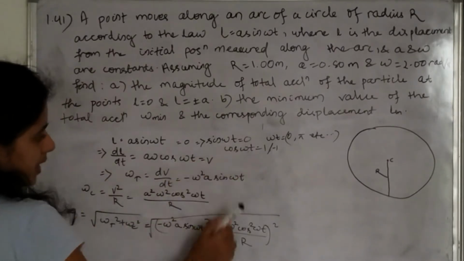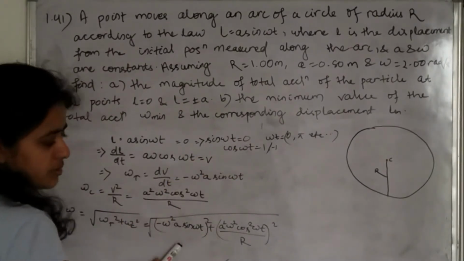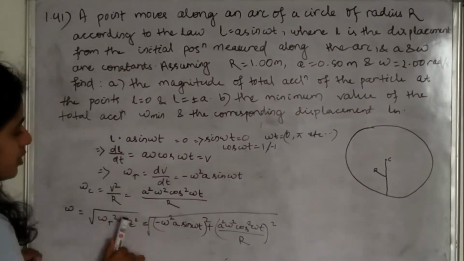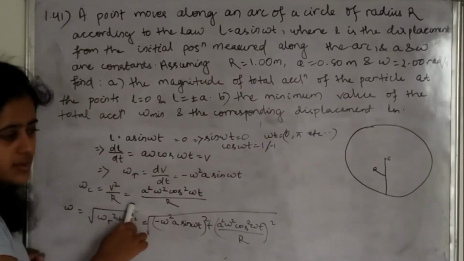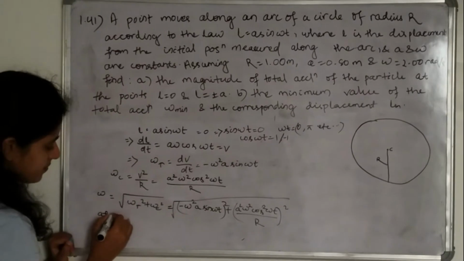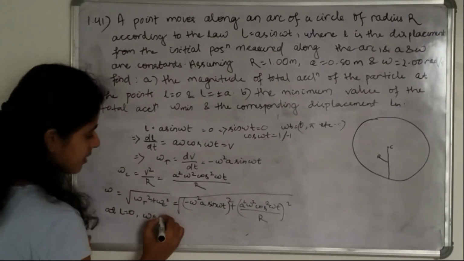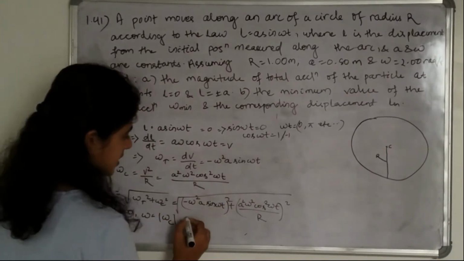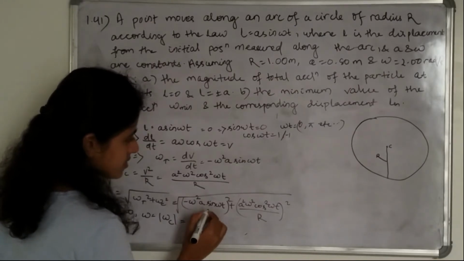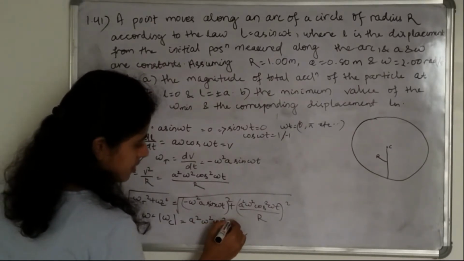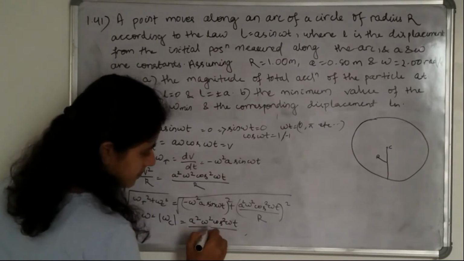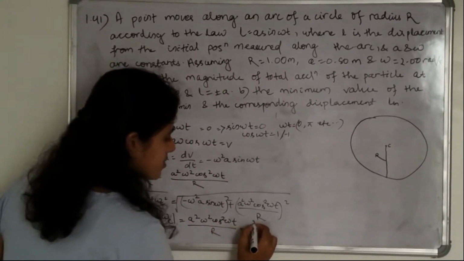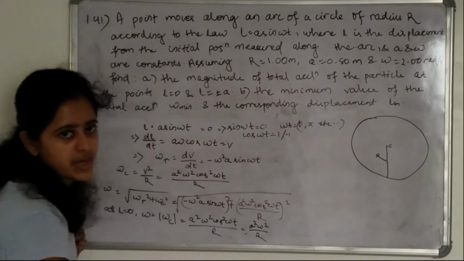So by putting this sin omega t is equal to 0, that means this value will be 0. Only we are left with this term. Total acceleration value will be how much? Root over of centripetal acceleration whole square. That means at L is equal to 0, total acceleration will be magnitude of centripetal acceleration. That means this will be a square omega square cos square omega t divided by r. By putting the value of cos omega t is equal to 1 or minus 1, this value will be how much? A square omega square divided by r.